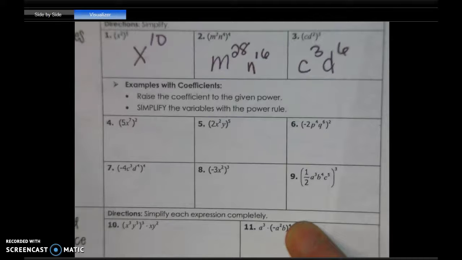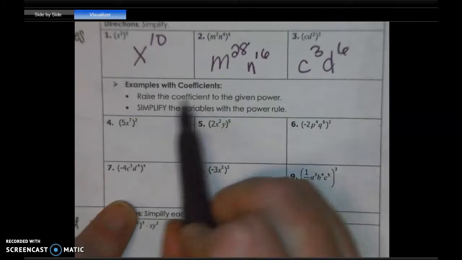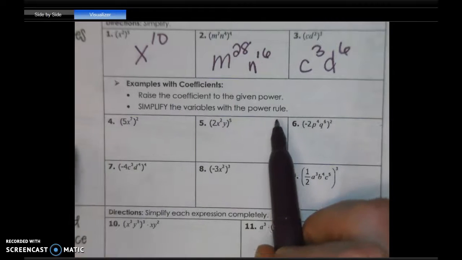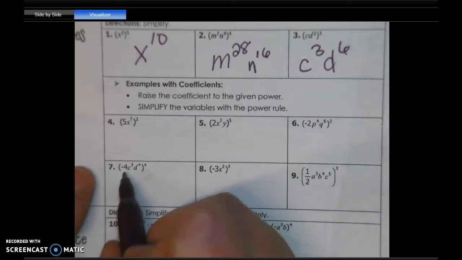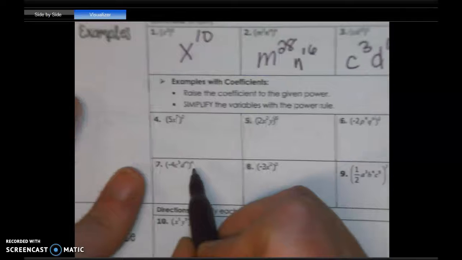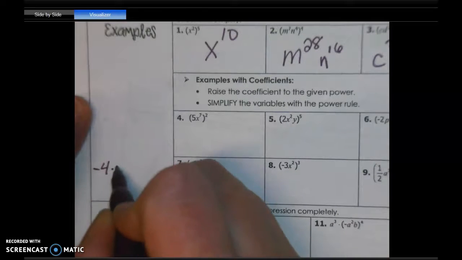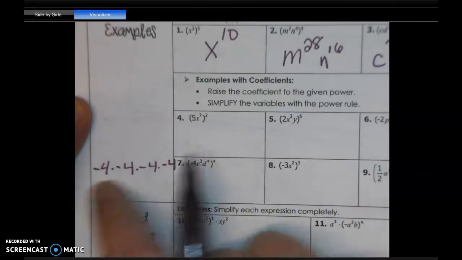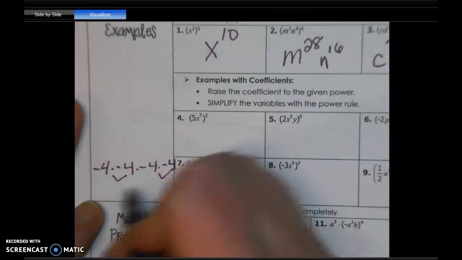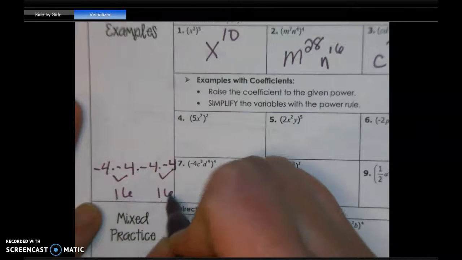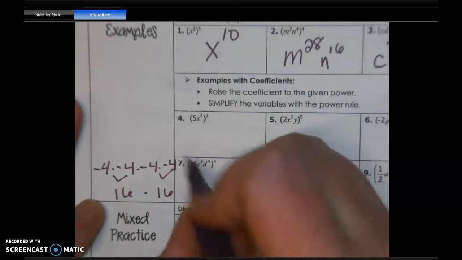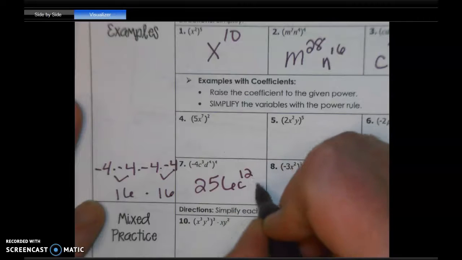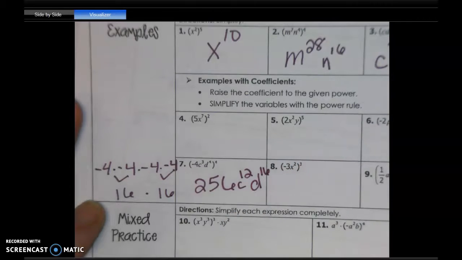Okay, jump down here. Now when there's a coefficient, you raise the coefficient to the given power, and you simplify the variables with the power rule, which is what's up here at the top. So -4 to the 4th power, that's the same as this. Well, all of that, -4 times -4 is 16. 16 times 16 is 256. 3 times 4, C12, and D16.